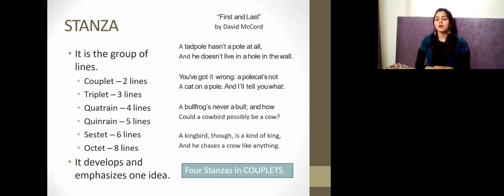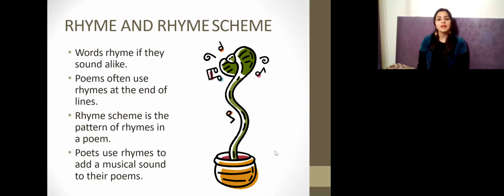So you can see a poem is made into all of these stanzas, and each stanza has its own topic. Let's move forward to the third element of poetry, rhyme and rhyme scheme. What do you mean by rhyme? Words rhyme if they sound alike. Now, many people get confused that rhyme and spelling are the same. Spelling of the words does not mean it's rhyming. Rhyming only depends on the sound, and it does not depend on the spelling. So, words rhyme if they sound alike.